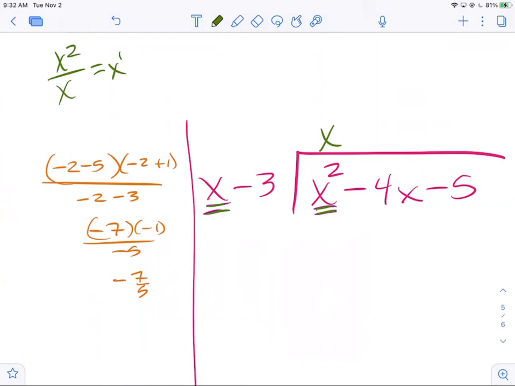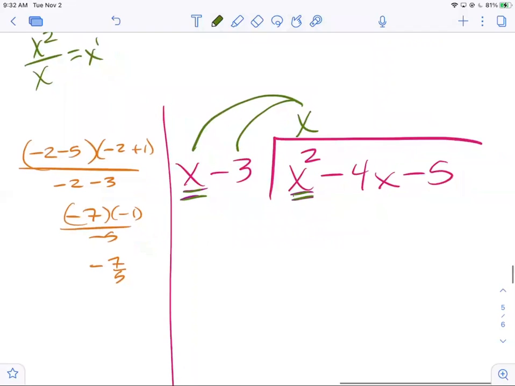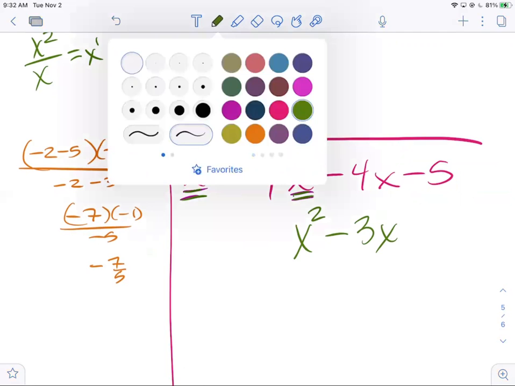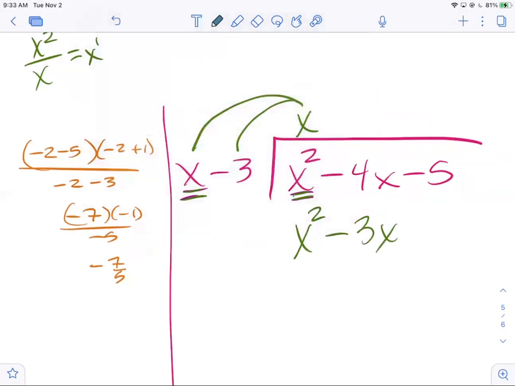Now, you put that above the x squared, and then you multiply from up top. You distribute. X times x is x squared. You write it underneath. What's x times negative 3? Minus 3x. You write that underneath the minus 4x. And now you subtract, right? That's what we always did with numbers. So we do the same thing here. We subtract, which means we change both signs. Your x squared minus x squared cancel, which gives you 0. And then you get negative 4x plus 3x, which is negative x. And then you bring down the minus 5.